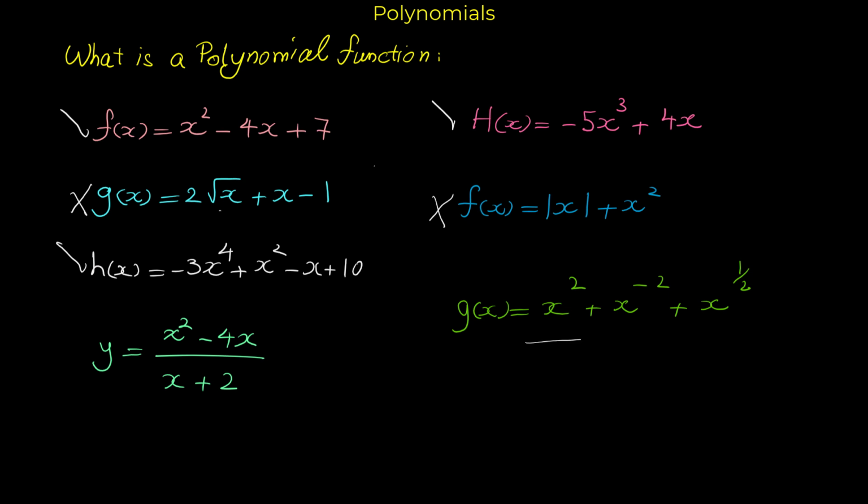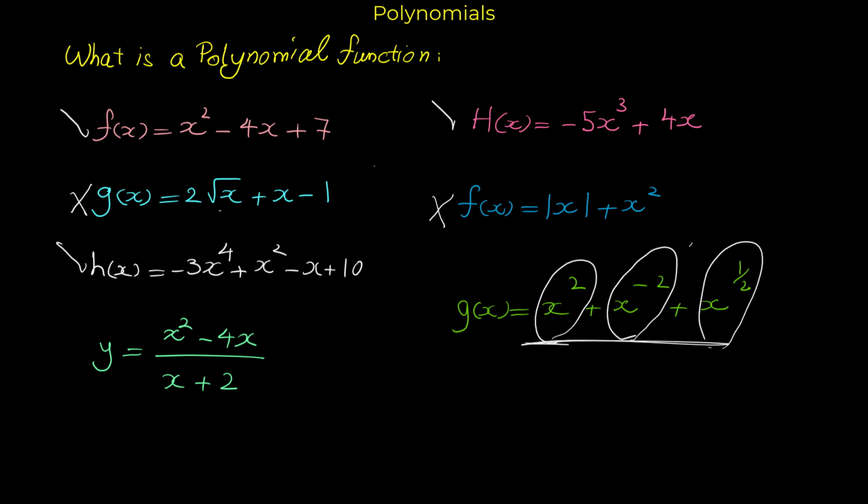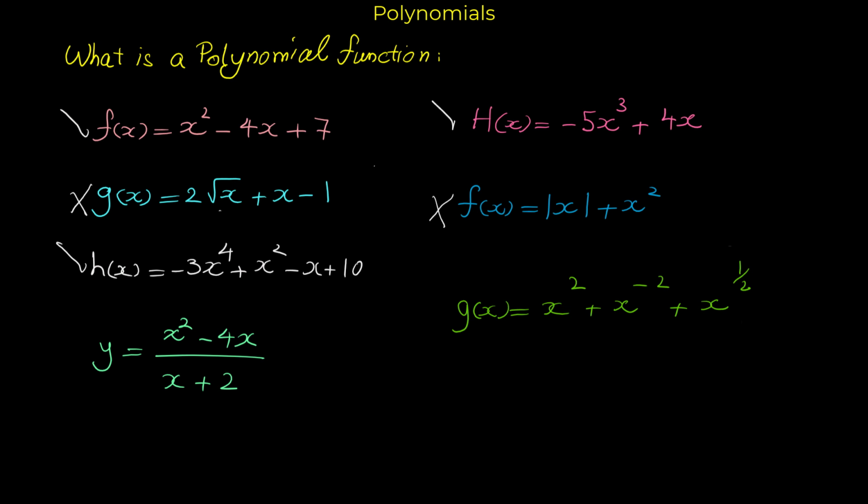What about g of x here? x to the 2 can be in the equation of a polynomial, but what about x to the negative 2 or x to the 1/2? No, these terms cannot be in the equation of a polynomial. So this is not a polynomial function.